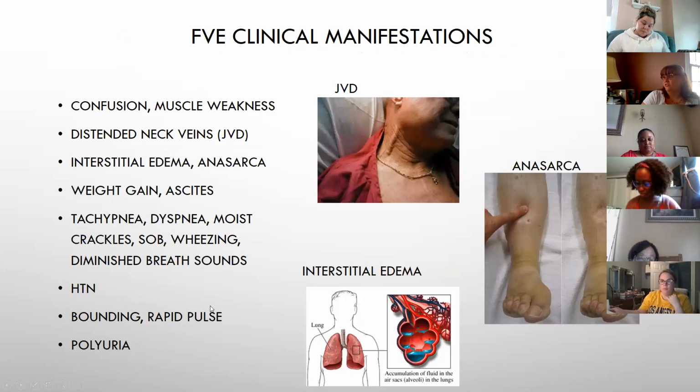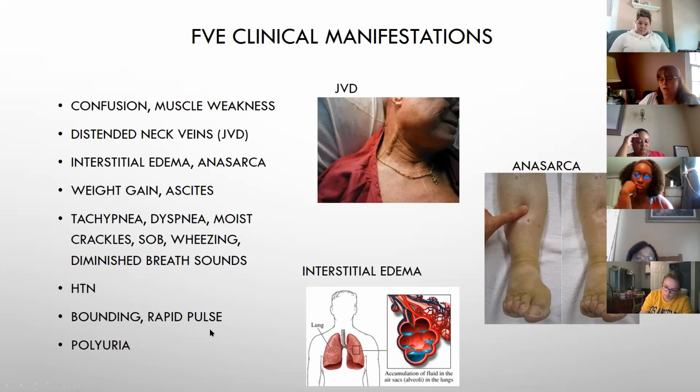Fluid volume clinical manifestations. So we see confusion, especially in the elderly. When they are fluid overloaded, they get all confused and wonky. They can be weak. We see distended neck veins. You can see right here. This is a perfect, beautiful distended neck vein. We could put a nice line in that. That's beautiful. Interstitial edema right here. Anasarca is this 3+ pitting edema. Right? No bueno, not good at all. Tachypnea, dyspnea, crackles in the lung, shortness of breath. So we know that, especially with that left-sided heart failure, we get a lot of pulmonary edema, a lot of interstitial lung sounds. Hypertension, bounding pulse, and polyuria. So we might be urinating a lot, trying to get rid of it. Okay?